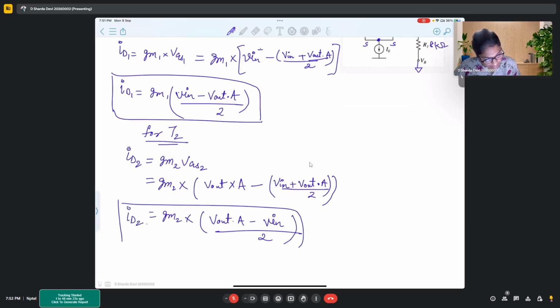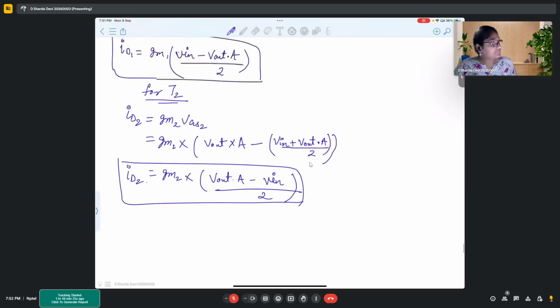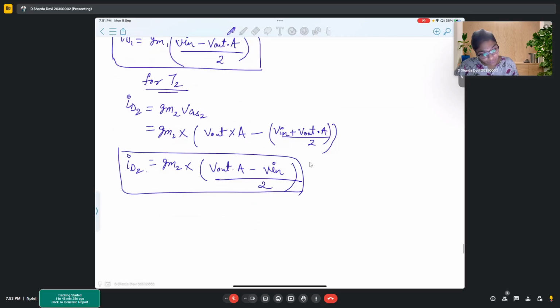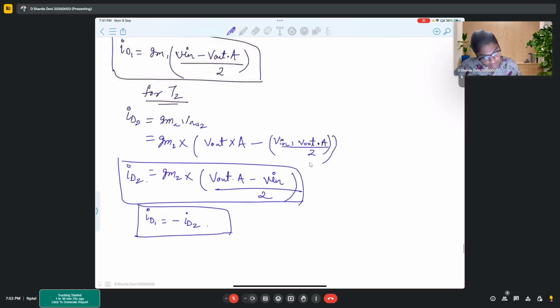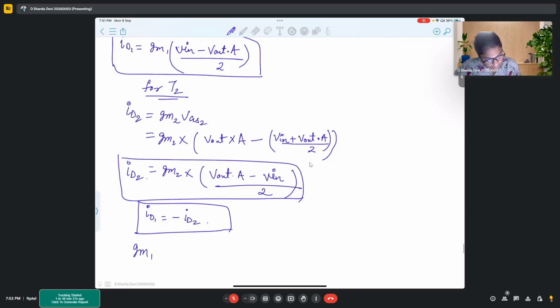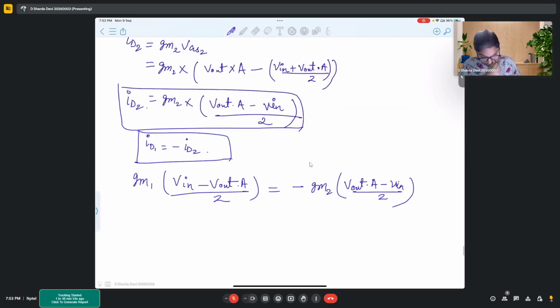This is ID2. As we discussed earlier, ID1 is minus of ID2. So from there, GM1 Vn minus V out into A by 2 equal to minus GM2 V out into A minus Vn by 2. So these two are cancelled.